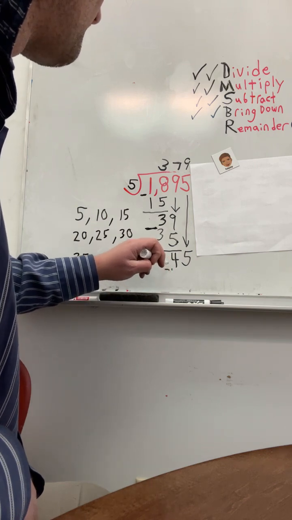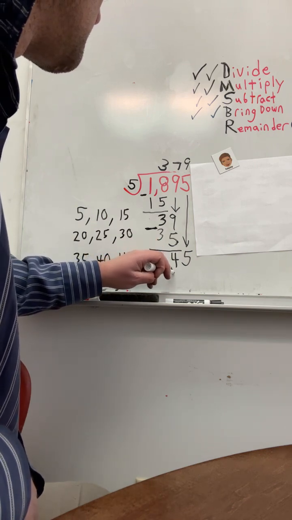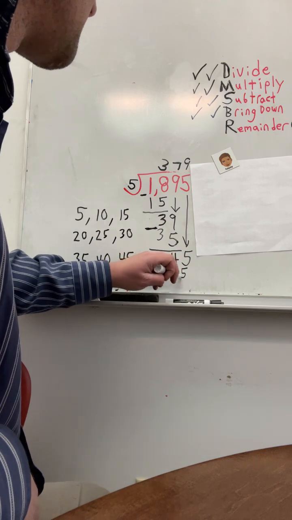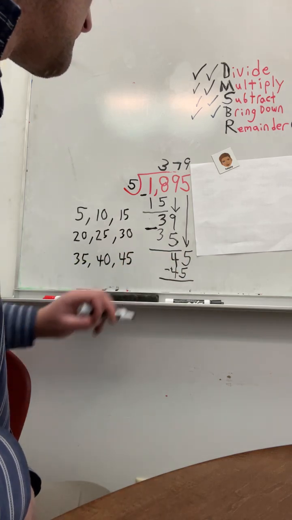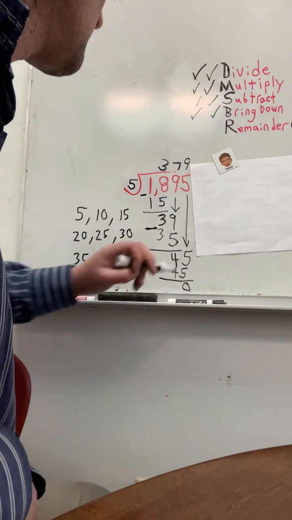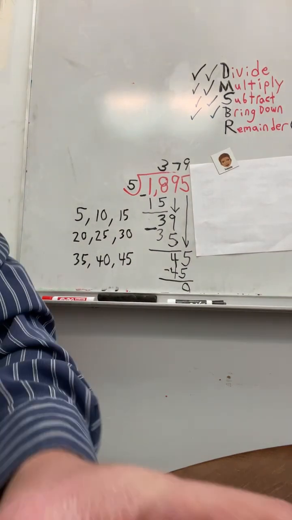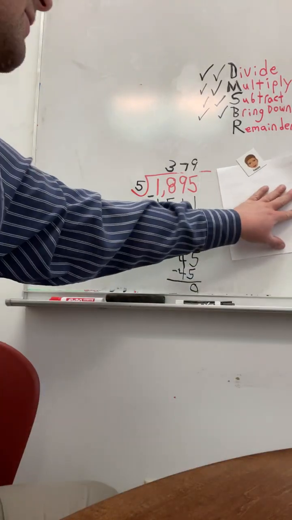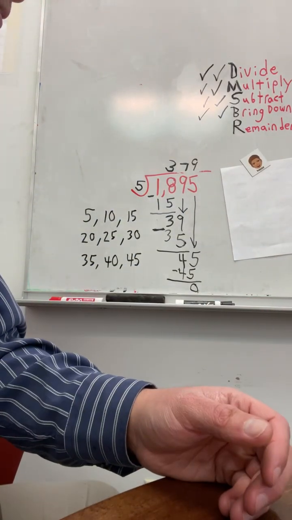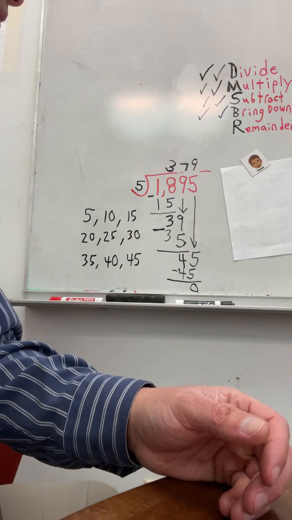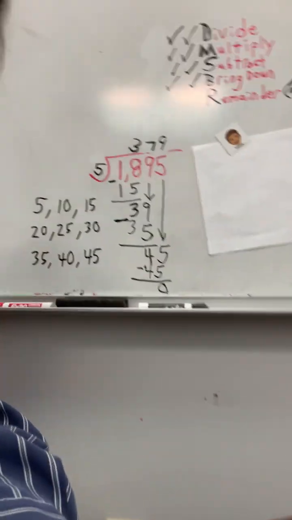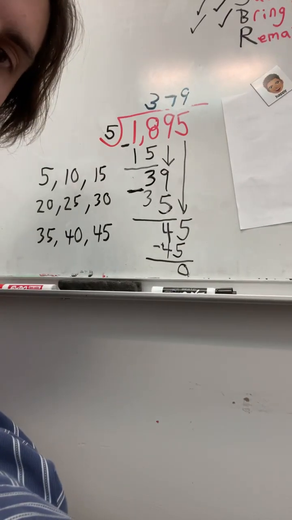So 45 minus 45 equals 0. So there is no remainder. And we have our answer. 1,895 divided by 5 equals 379.